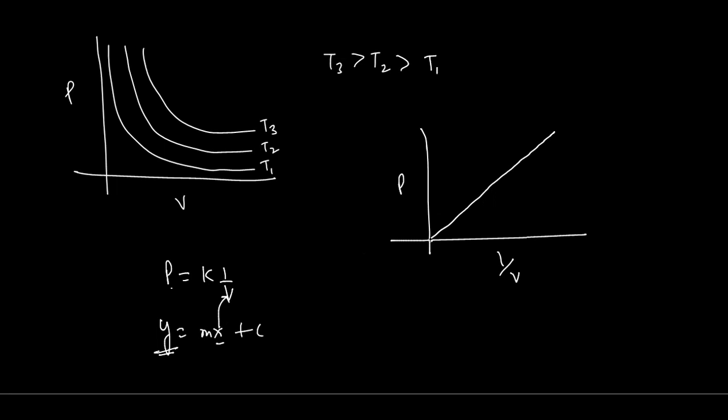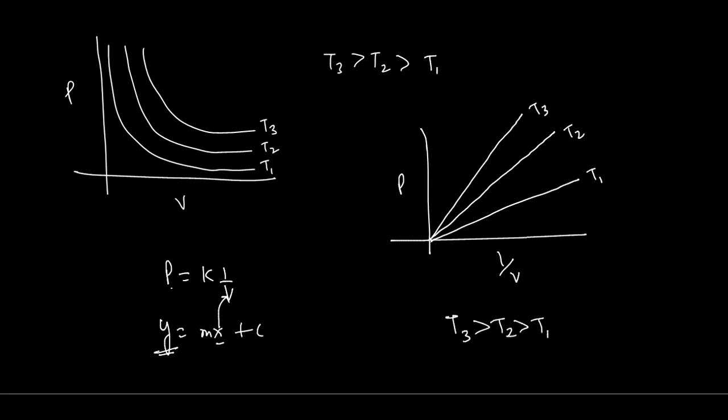If I'm taking this one, this is the temperature T1, this is T2, and this is T3. Now if I ask you to arrange them in decreasing order of their temperature, which will be the highest temperature? T3, then T2, and then T1. Very good.